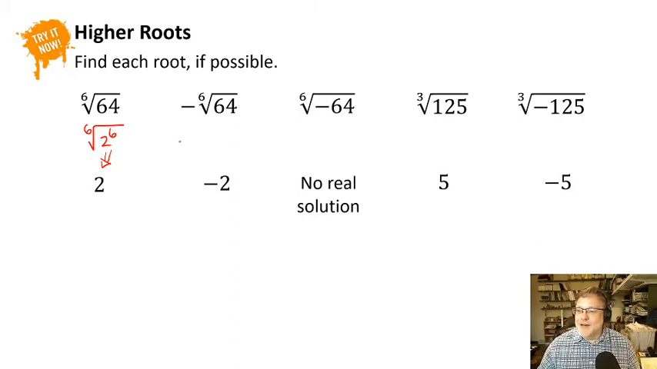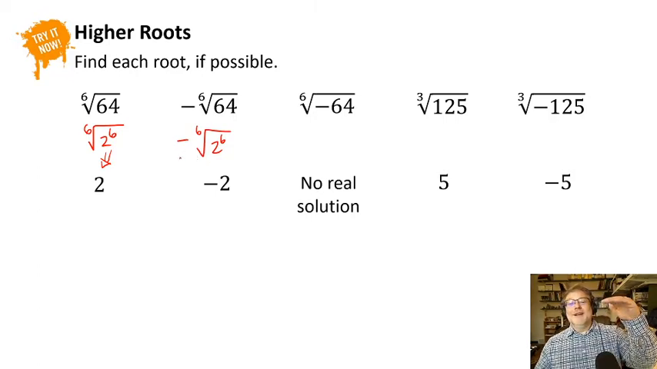In the same way, we can describe this as the negative 6th root of 2 to the 6th. We had 2 being raised to the 6th power up to 64, and then we take the 6th root of that. It's back down to 2.